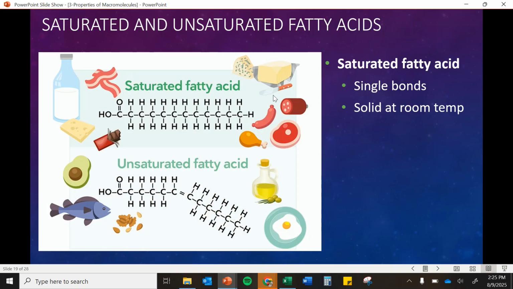It might get soft, but it's still going to be solid at room temperature. It's called saturated because it's saturated with hydrogens. It's got as many hydrogens as we can possibly put on those carbons.